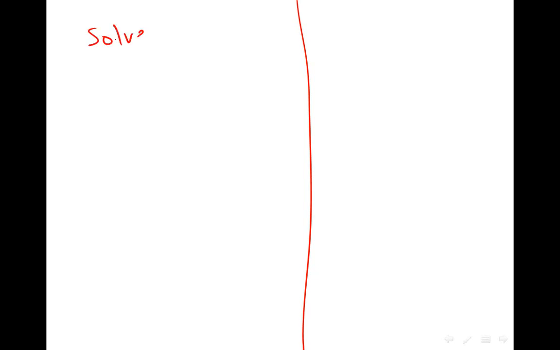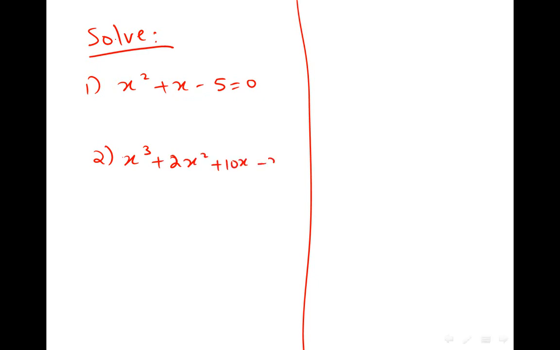I want you to solve those using both methods, the Newton-Raphson method and the bisection method. x squared plus x minus 5 equal to 0. Please, I want you to find the interval by yourself. Second question will be x cubed plus 2x squared plus 10x minus 20 equal to 0. Okay, here solve those two using both the Newton-Raphson method and the bisection method.